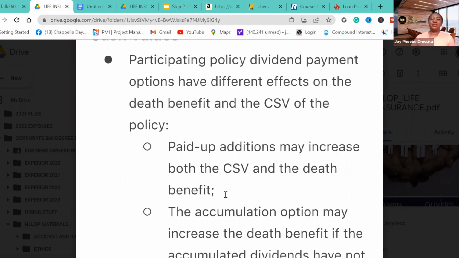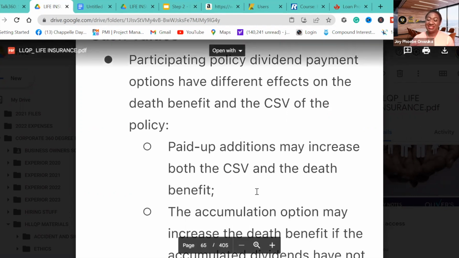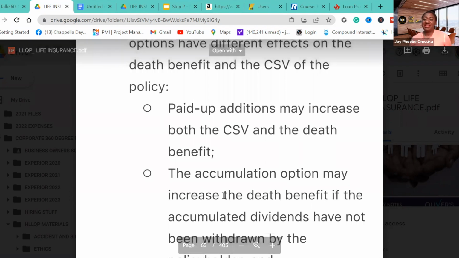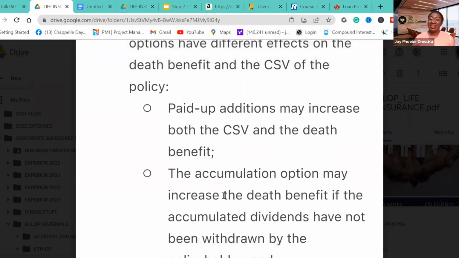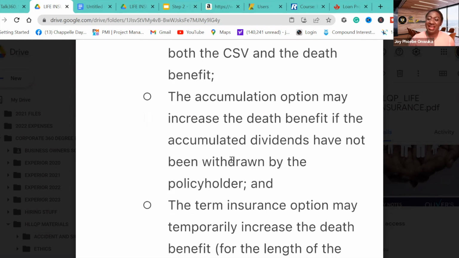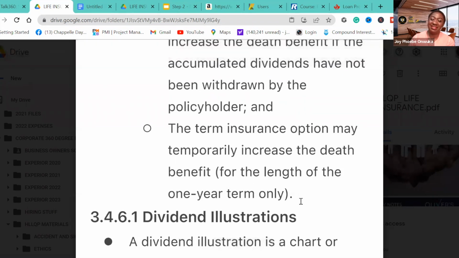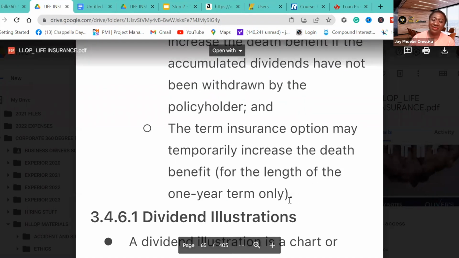All right. So, paid up addition may increase both the cash surrender value and the death benefit. The accumulated options may increase the death benefit if the accumulated dividends have not been withdrawn by the policyholder. Now, the term insurance option may increase the death benefit temporarily, for a length of one year term only.